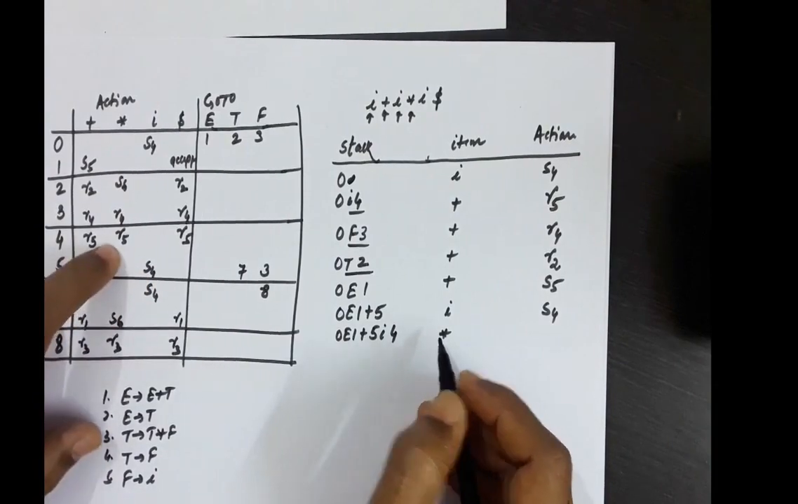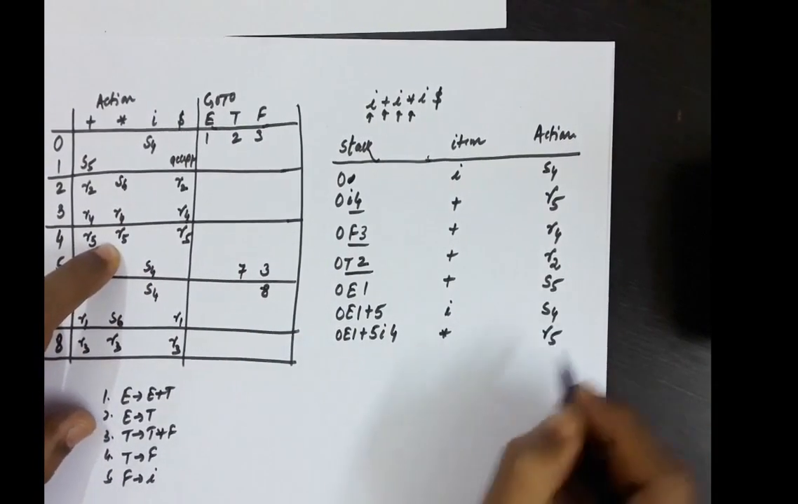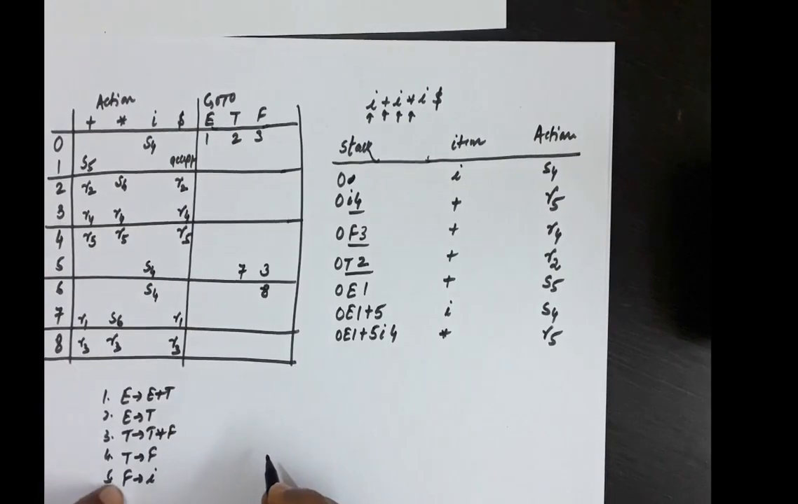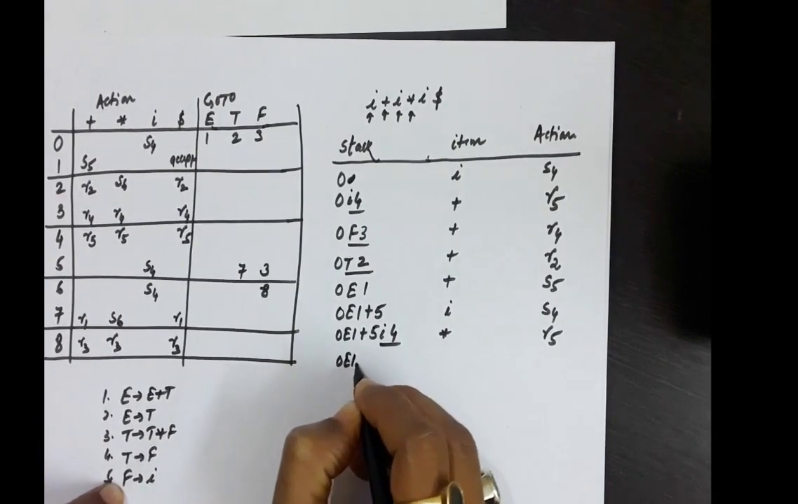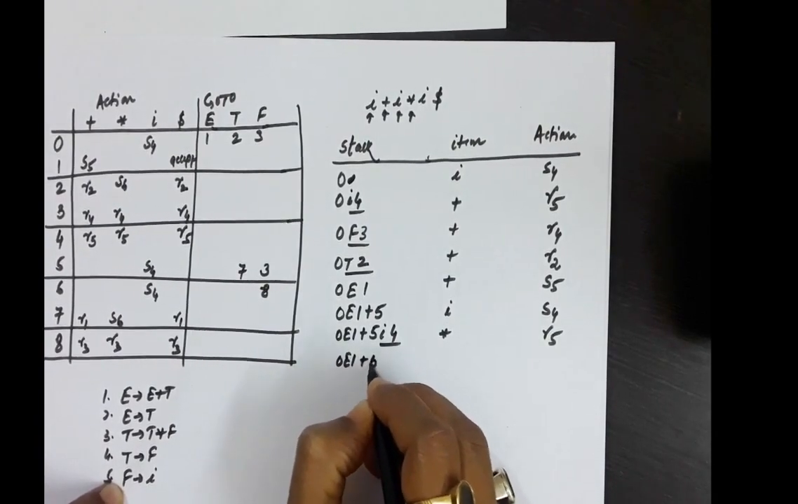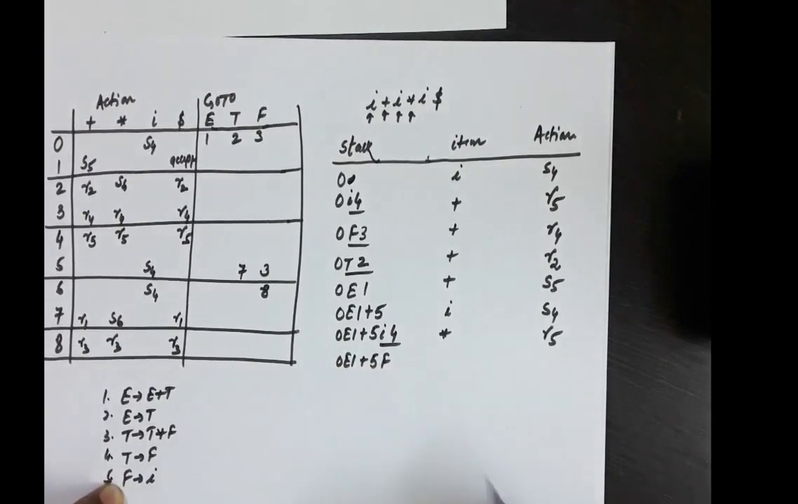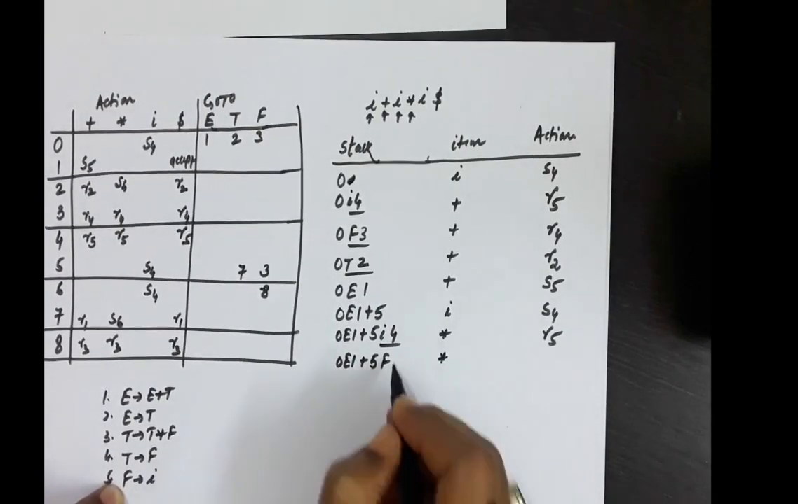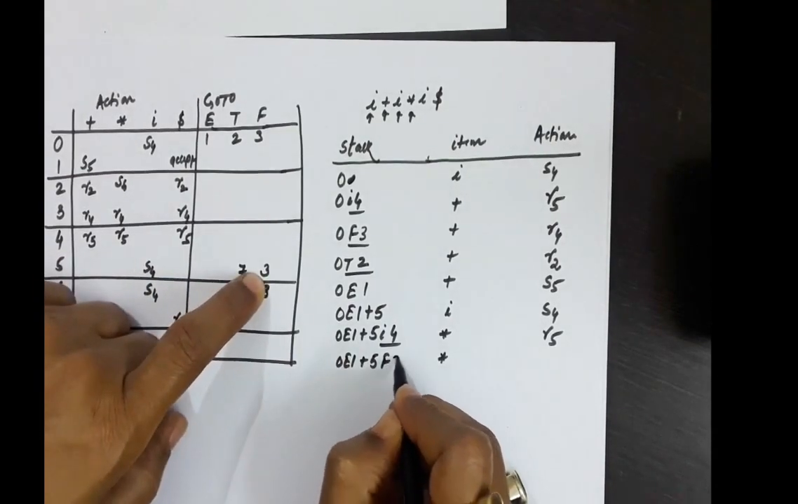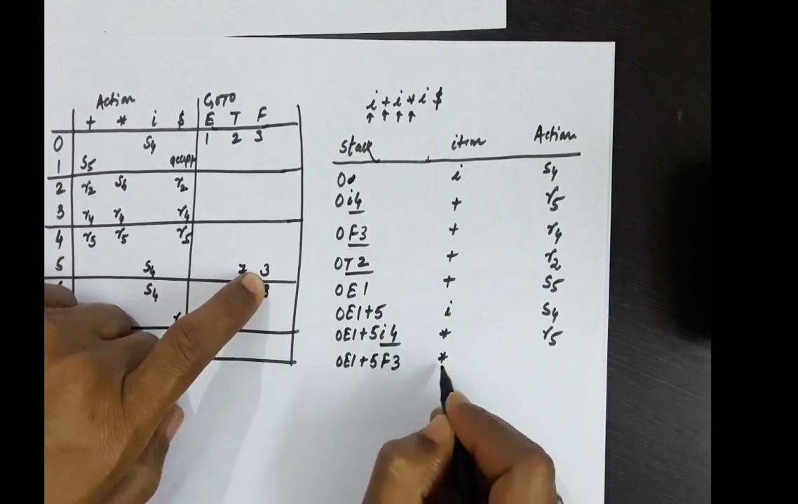4 and multiplication is R5. Reduction by the production number 5. F produces I. So these two symbols will be converted to the left hand side of the production, that is F. So 0E1 plus 5 and then F. Fine. So 5 and F is 3. Now 3 and multiplication sign.